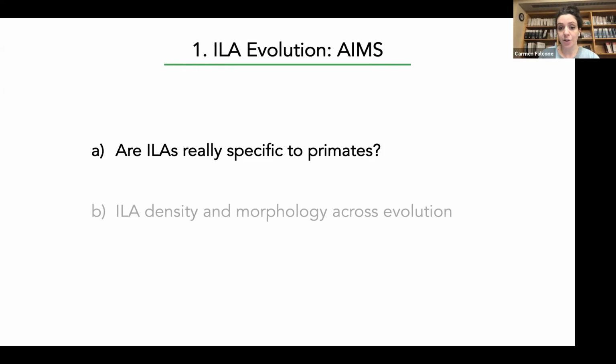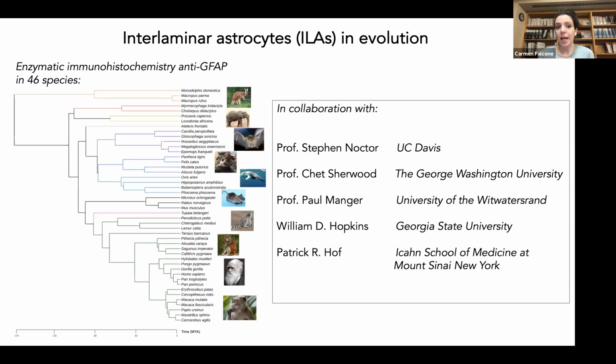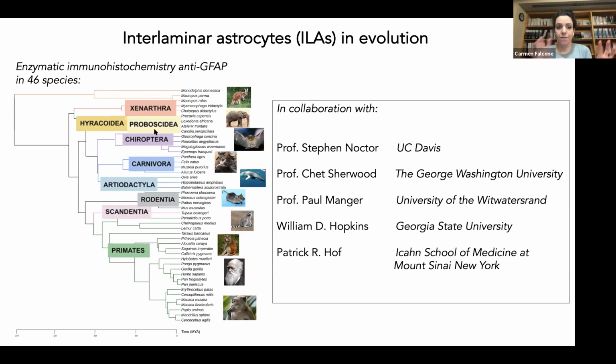In order to understand that, what we did was to collect as many species, as many brains as we could, from a lot of different orders across the mammals. We did that in collaboration with other professors, Steve Noctor, Chet Sherwood, Paul Manger, William Hopkins, and Patrick Hof. And I would really like to thank them, because this was a great start of my PhD. They helped a lot in providing us a lot of tissues and brains and sections. So we were able to harvest tissue from 46 different species. And these species encompassed different orders.